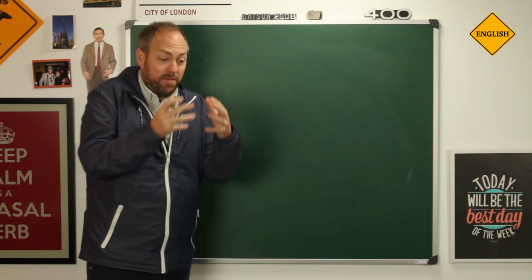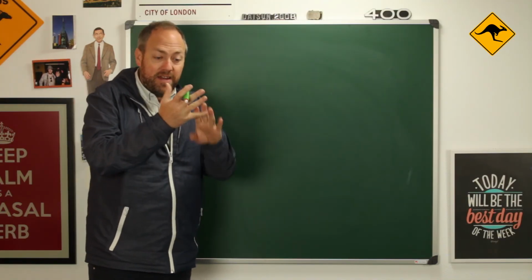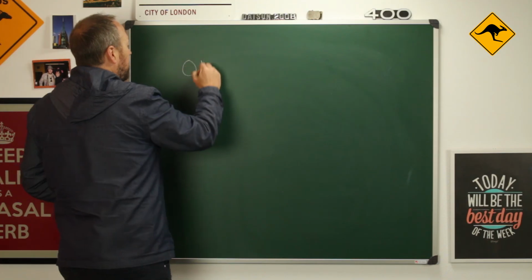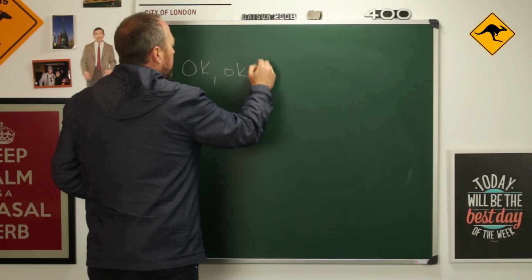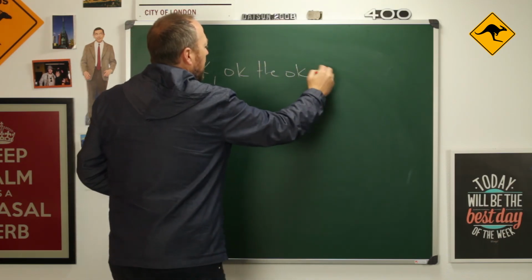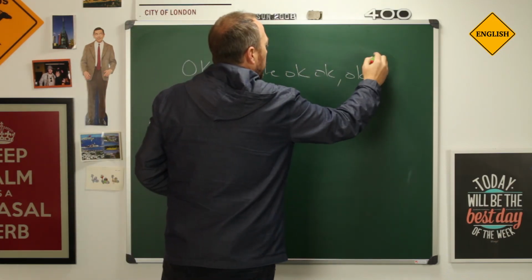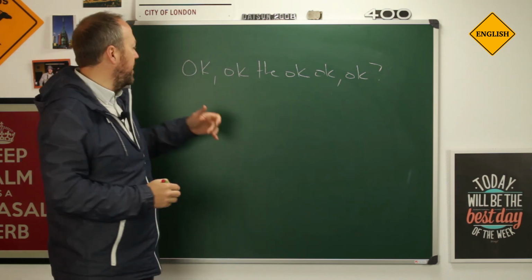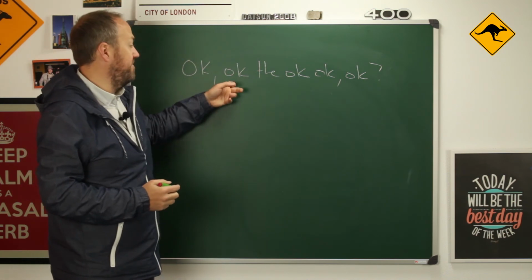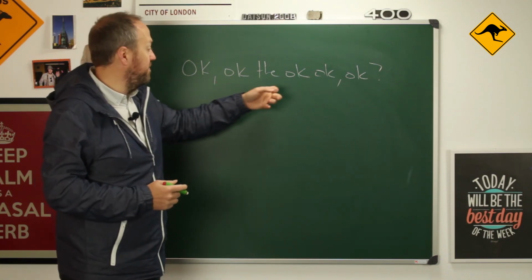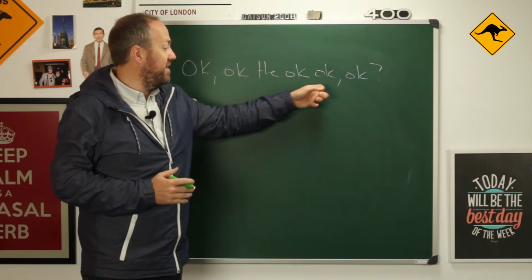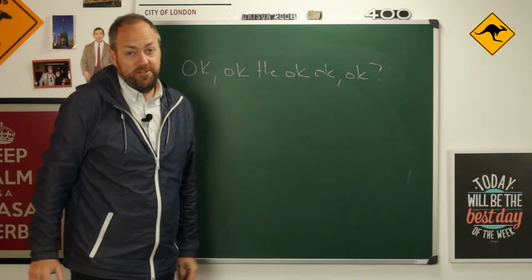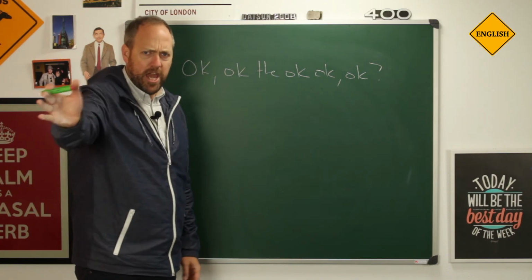It might seem crazy, but if we combine all these different types, adverb, adjective, noun, etc., we can make a sentence. Okay, okay, the okay, okay? So here we have all the different forms of okay. Here we have a filler. We have the verb, an adjective, a noun, and then a question tag on the end. So this is perfectly good English.